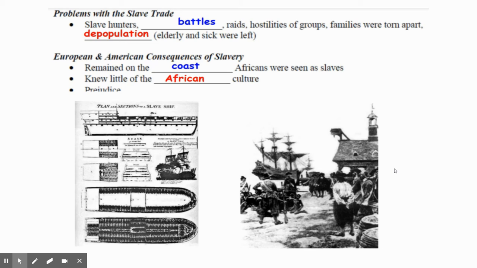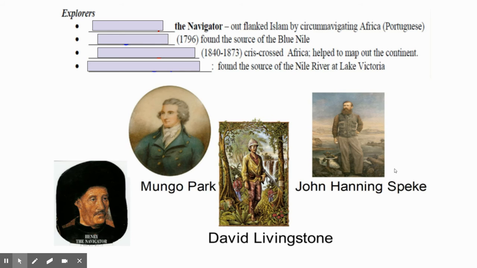When you talk about things like mathematics and language and engineering and ecology, unfortunately, it's going to take a long time for us to come to that conclusion. When we talk about explorers, some very well noted explorers of the African continent, you have Prince Henry the Navigator. He, for the most part, was one of the first to circumnavigate the continent for the Portuguese. He kind of outflanked the Muslims by doing that.